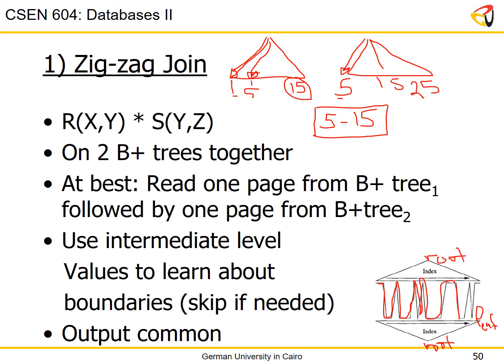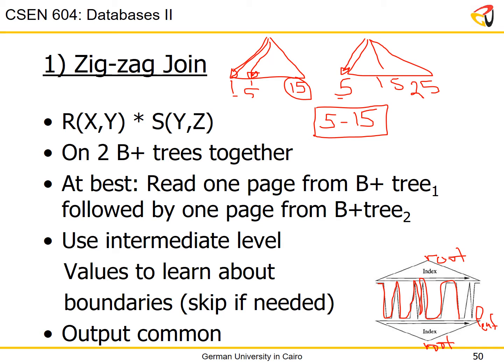Now, are we interested to go all the way till 25? The answer is no, because this tree ends at 15. So really, our answer will lie between 5 and 15. Looking at just one of the two B+ trees at a time is not sufficient to find this answer, 5 to 15. What we have to do is to alternate between the leaves of the two B+ trees to identify the segment of interest.